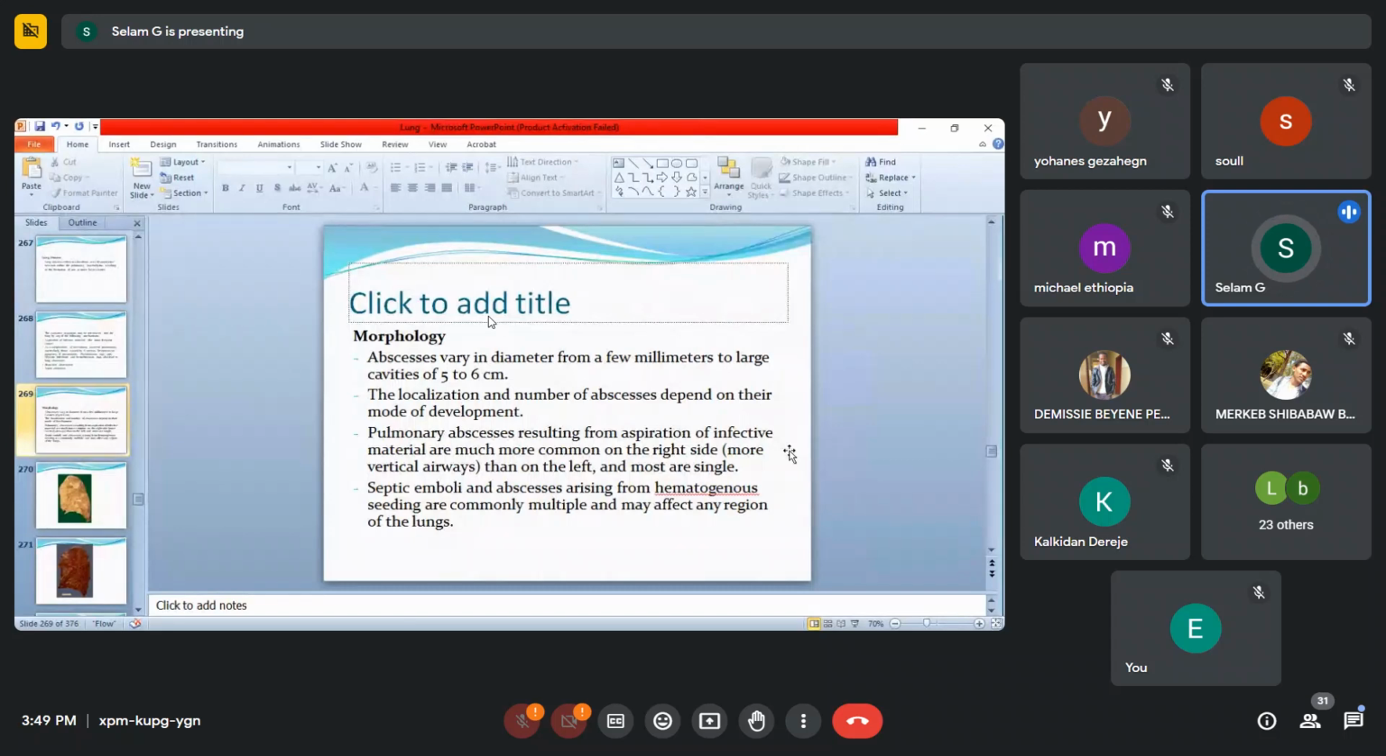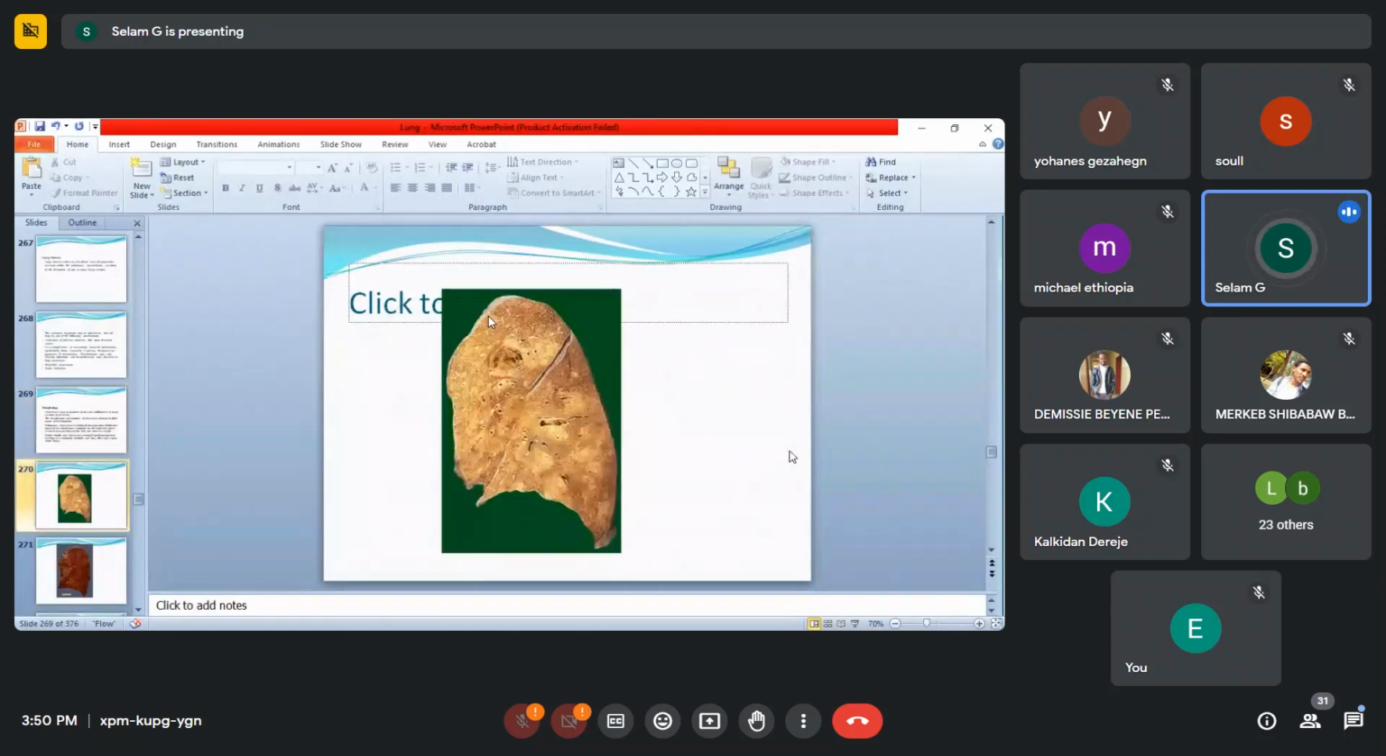Pulmonary abscesses resulting from aspiration of infected material are much more common on the right side because the bronchus is more vertical on the right side than on the left side, and they usually start single. Septic emboli and abscesses arising from hematogenous spread are commonly multiple and may affect any region of the lung. So if the instigating factor is coming from another site of infection via the blood, it usually won't be a single entity, and it could lead to multiple abscess cavities.